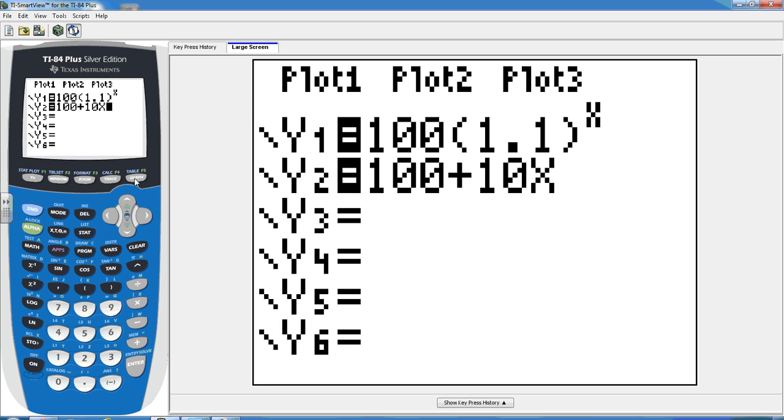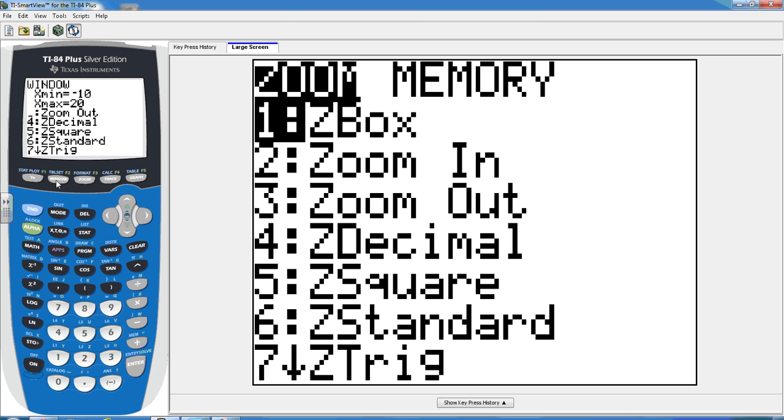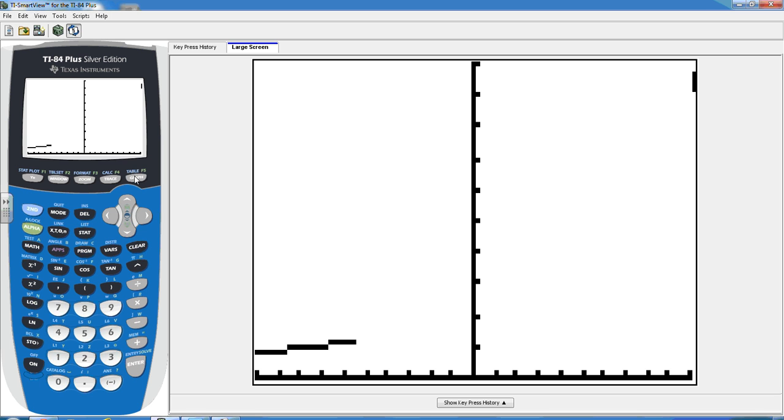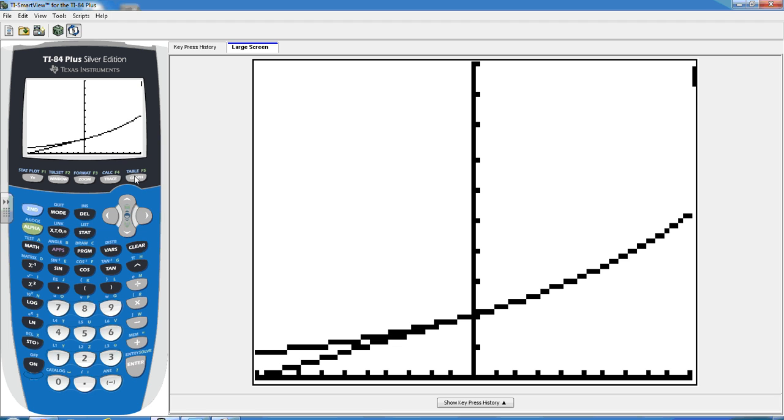When we graph these, again, we're going to need to adjust our window a little bit. All right, let's try negative 10 to 10 again, and let's keep everything else the same. Again, you have to play around with your window a little bit. You're not always going to find an easy window to work with. You have to make some adjustments. So let's graph and see what we get. Y1, first one is our exponential function. And then we also have a linear function.